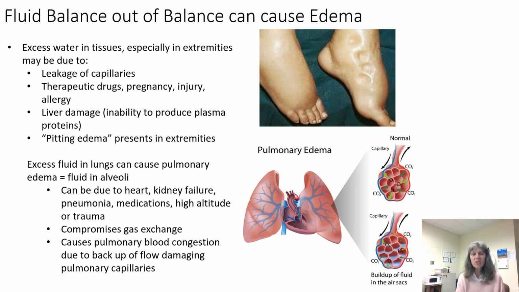And this can also lead to blood congestion, pulmonary blood congestion, that is due to a backup of blood flow that can now cause damage of pulmonary capillaries. So usually when things go wrong, it affects other systems. So if we have pulmonary edema, that's going to cause a backup of blood flow in the lungs, which can go back to the heart.